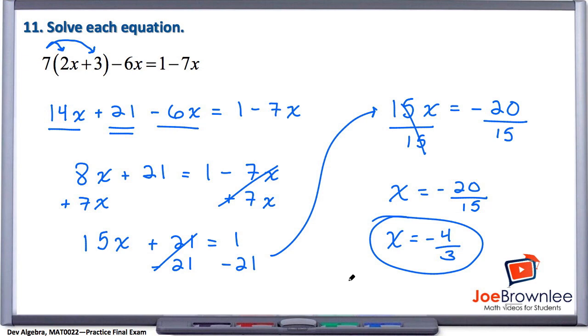Again, just like number 10, you could take your solution, in this case x equals negative 4 over 3, plug it back into this equation and see if you get a true statement. If you do, then you know that your solution is correct. If you don't get a true statement, you know something happened with your solution. But in this case, x is negative 4/3.